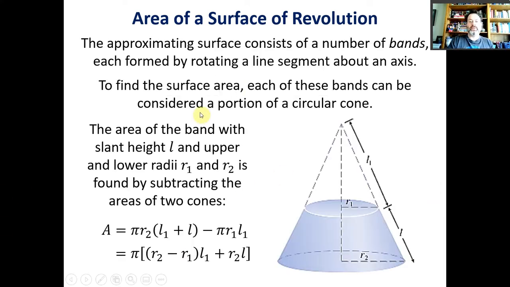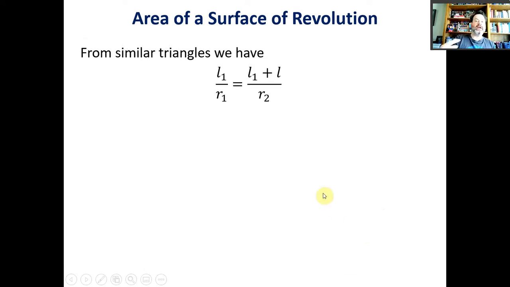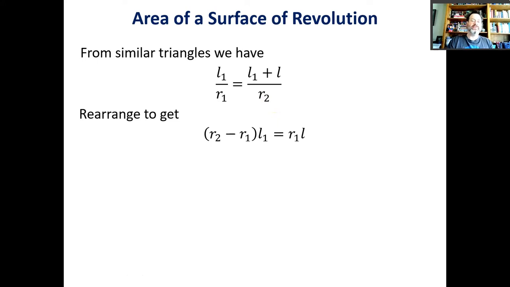So just to show you where we're at, we're just talking about these triangles here. This triangle and this triangle. Right? So corresponding side lengths of similar triangles have the same ratio. So L1 over R1 is the same as (L1 + L) over R2 because they're similar triangles. Then we basically cross multiply and rearrange. I skipped some of the algebra there. If you're interested, go ahead and do the algebra on your own.